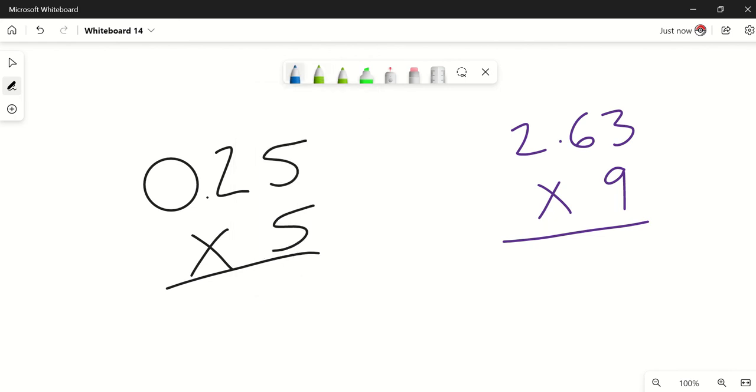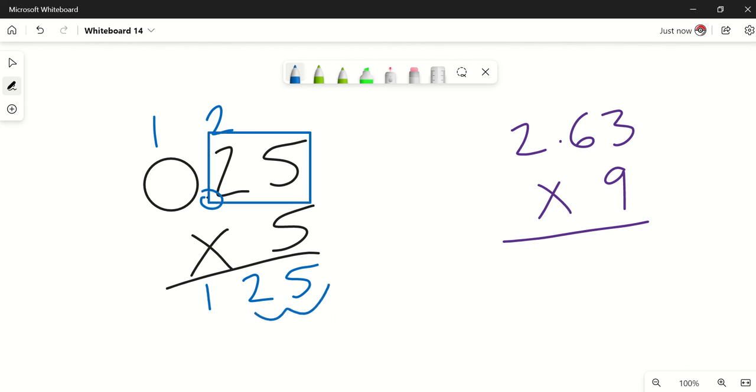5 times 5 will be 25. Carry the 2. 5 times 2 will be 10, plus the 2 will be 12. Carry the 1. 5 times 0 will be 0, plus the 1 will make it 1. Decimal, how many numbers after? 2. 1, 2. So my answer will be 1.25. And I will double check my work with a calculator after we solve the next problem.